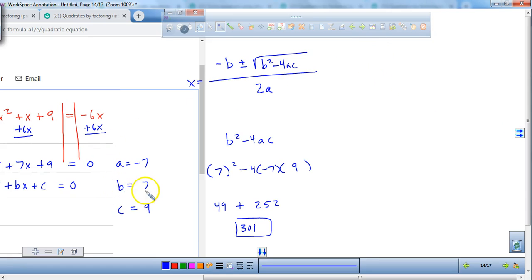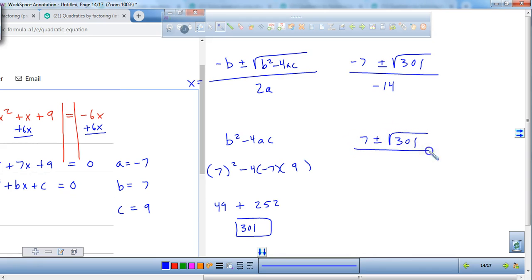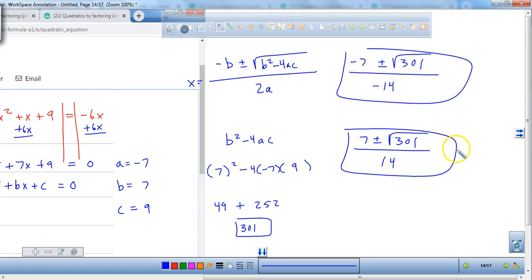We have b, which is 7, so we're going to say -b, so we'll write -7 plus or minus the square root of 301 all over 2 times my a value, which is -7. All right, switch it up. I'll put -14 right there. Now these negatives will cancel out. You could also put 7 plus or minus the square root of 301 all over a positive 14, because those negatives would cancel out, but either one of these will be the right answer.